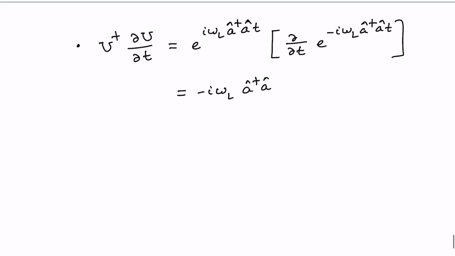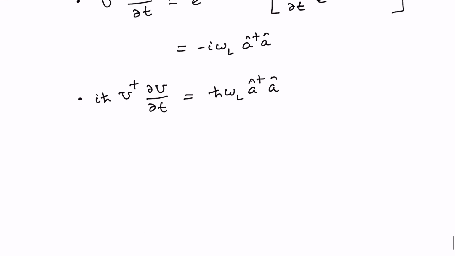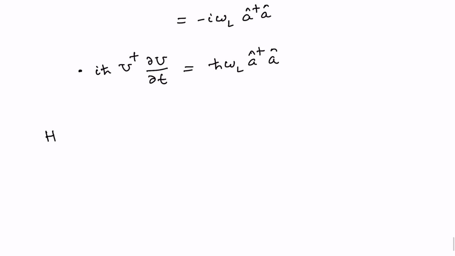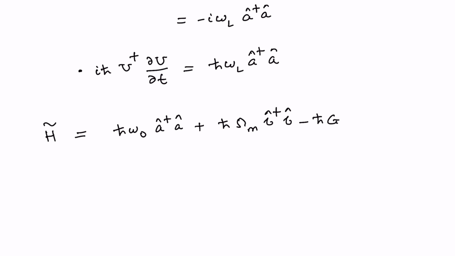Now, by the way, it was multiplied by i h bar, so let me work that out. i h bar delta u dagger delta u delta t is going to give you h bar omega_L a dagger a. So we have all the terms at our disposal. Now collecting all of them, you can write down the transformed Hamiltonian as h bar omega_0 a dagger a plus h bar capital omega_m b dagger b, minus h bar z a dagger a (b plus b dagger), and you have i h bar omega_drive.